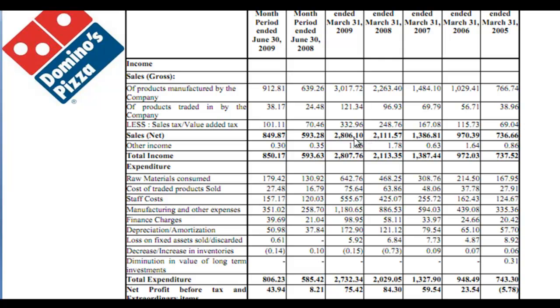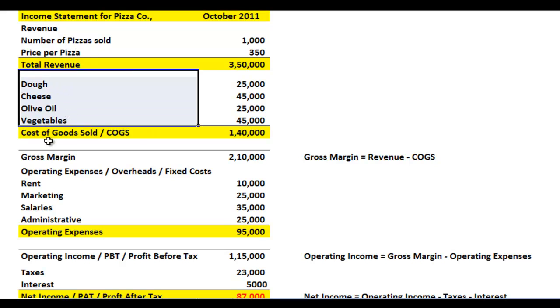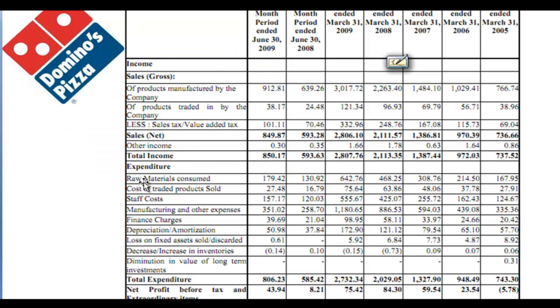Raw materials. So you see how in our statement right here, we break down our raw materials consumed into cost of goods sold, and we have a gross margin line. For whatever reason, Domino's has chosen not to do that, right? They have clubbed their raw materials, the cost of the products that they've bought in, their staff cost, their salary, their finance charges. That is typically another word for interest expenses. Domino's probably has a lot of loan or debt, and that's the interest they are paying on that debt. Depreciation or amortization, we'll come to that in a later session.